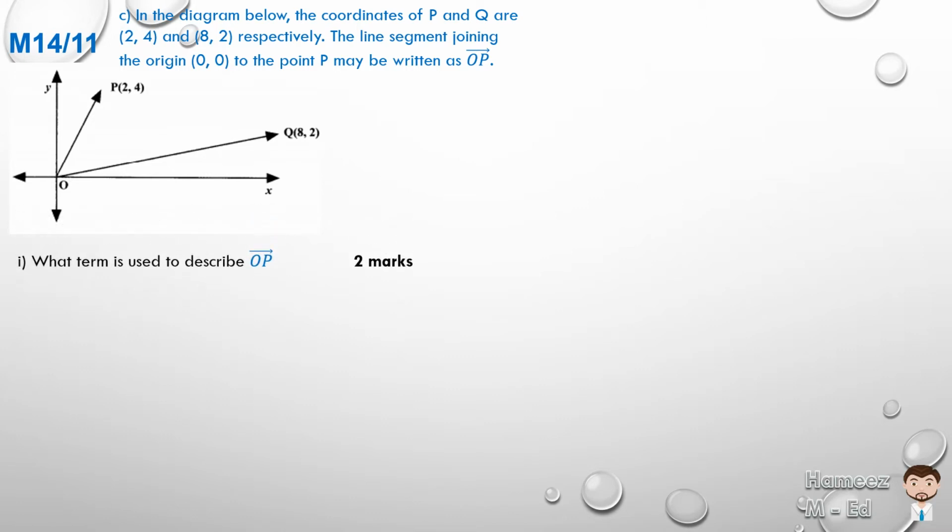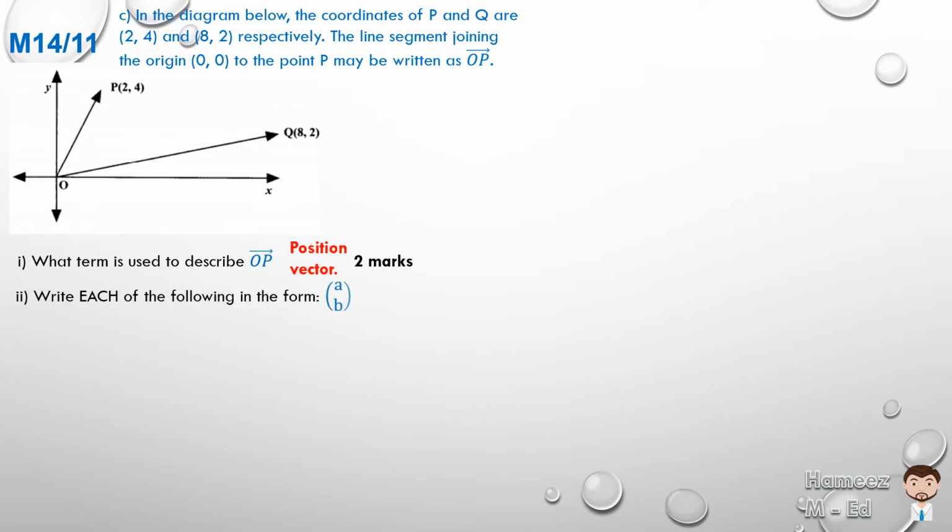Well, if we recognize that there's an arrow above the OP, it means to say it's not just a line from O to P, but it also gives us the direction. So it is that we're starting from O and we're heading in the direction to P. So we can describe this as a position vector because it tells us exactly where P is located in reference to O.